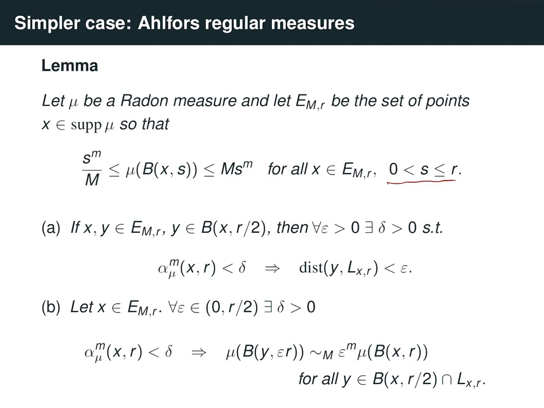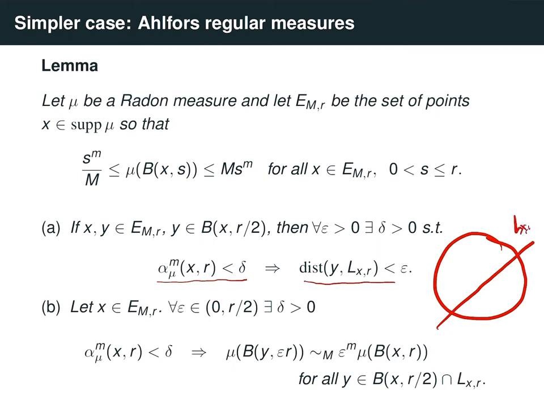If we look at this set, then for all points x and y in this set, where y is close to x in the sense that it's inside the ball centered x of radius r over 2, then by making alpha small enough, we can make the distance between this point y and the support of the best approximating affine measure as small as we wish. So let's say this is a point y inside that set E_M. By picking delta small enough, we can make sure that this point y lies close to this plane. And then furthermore, we had this sort of opposite direction.